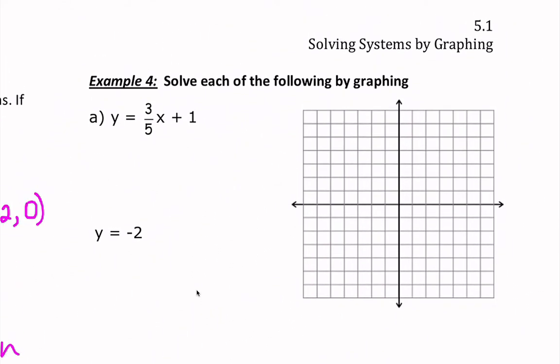Okay, so this time we have to graph both of them. So, lucky us, both of these are y equals equations, which means I don't have to do any math. I can just throw it on my graph. The number by itself is my y-intercept, so on the y-axis, I'm going to put a dot at 1. My slope is 3 over 5, which means from this y-intercept, I'm going to go up 3, right 5, and put a dot. Once I have my points, I'm going to use a straight edge and draw a line that goes clear across.